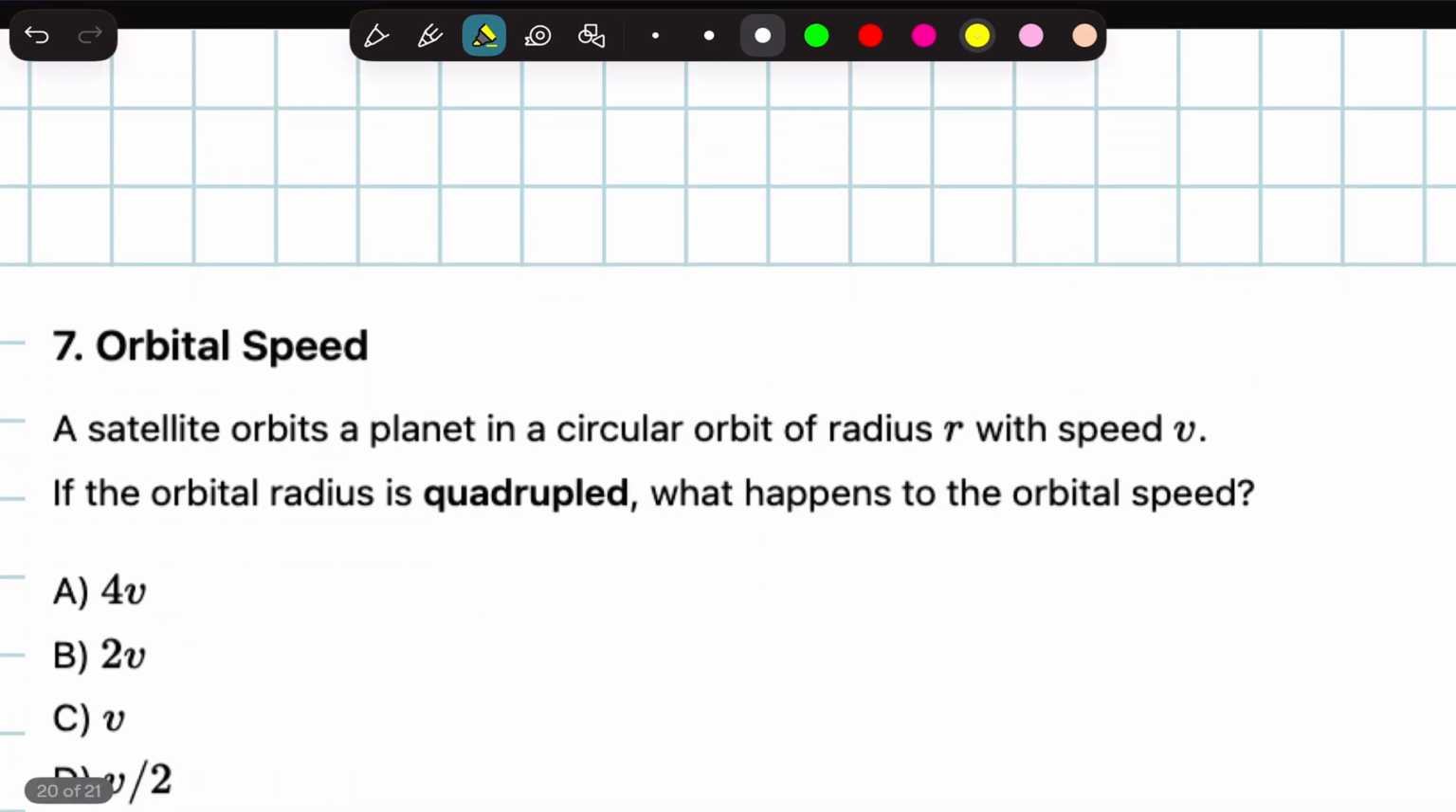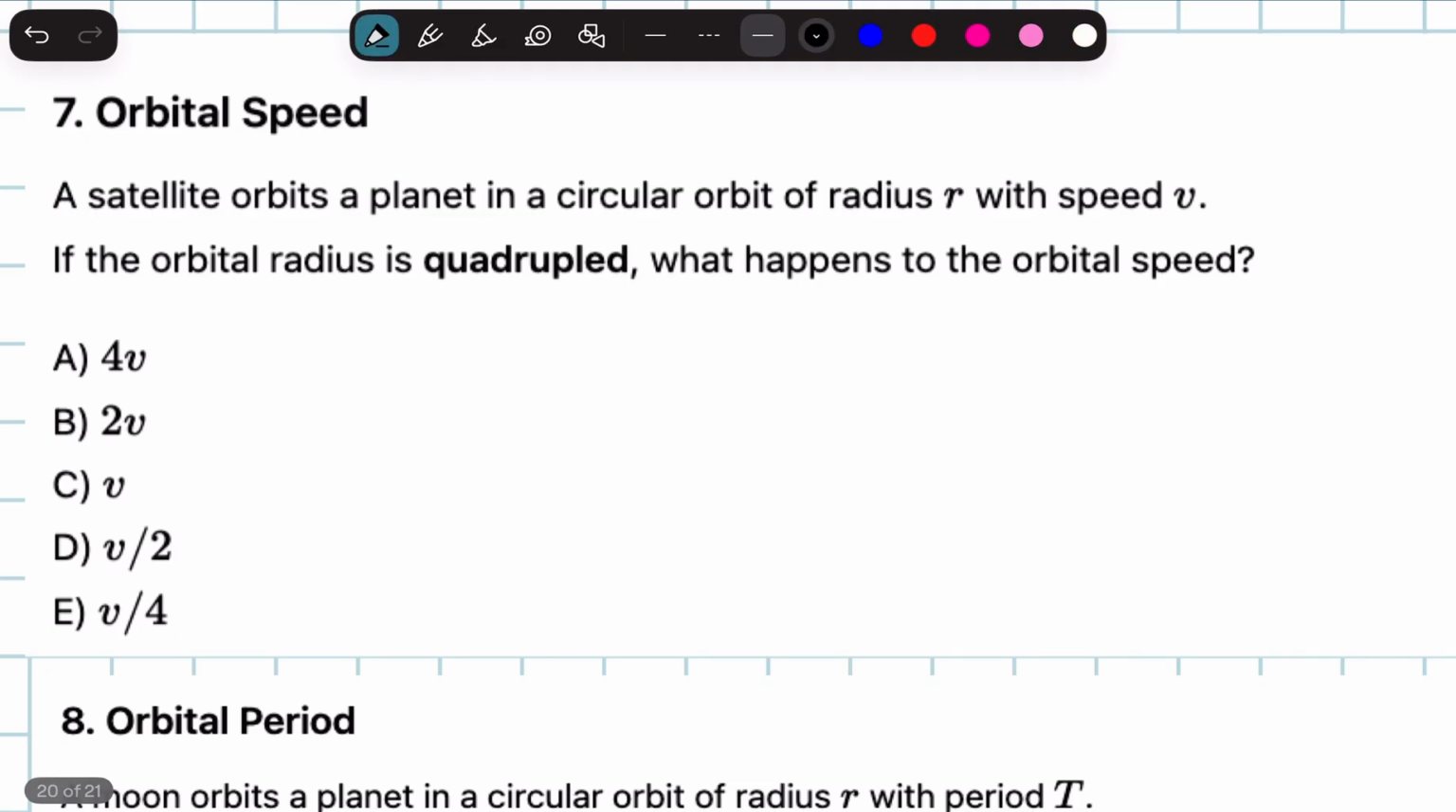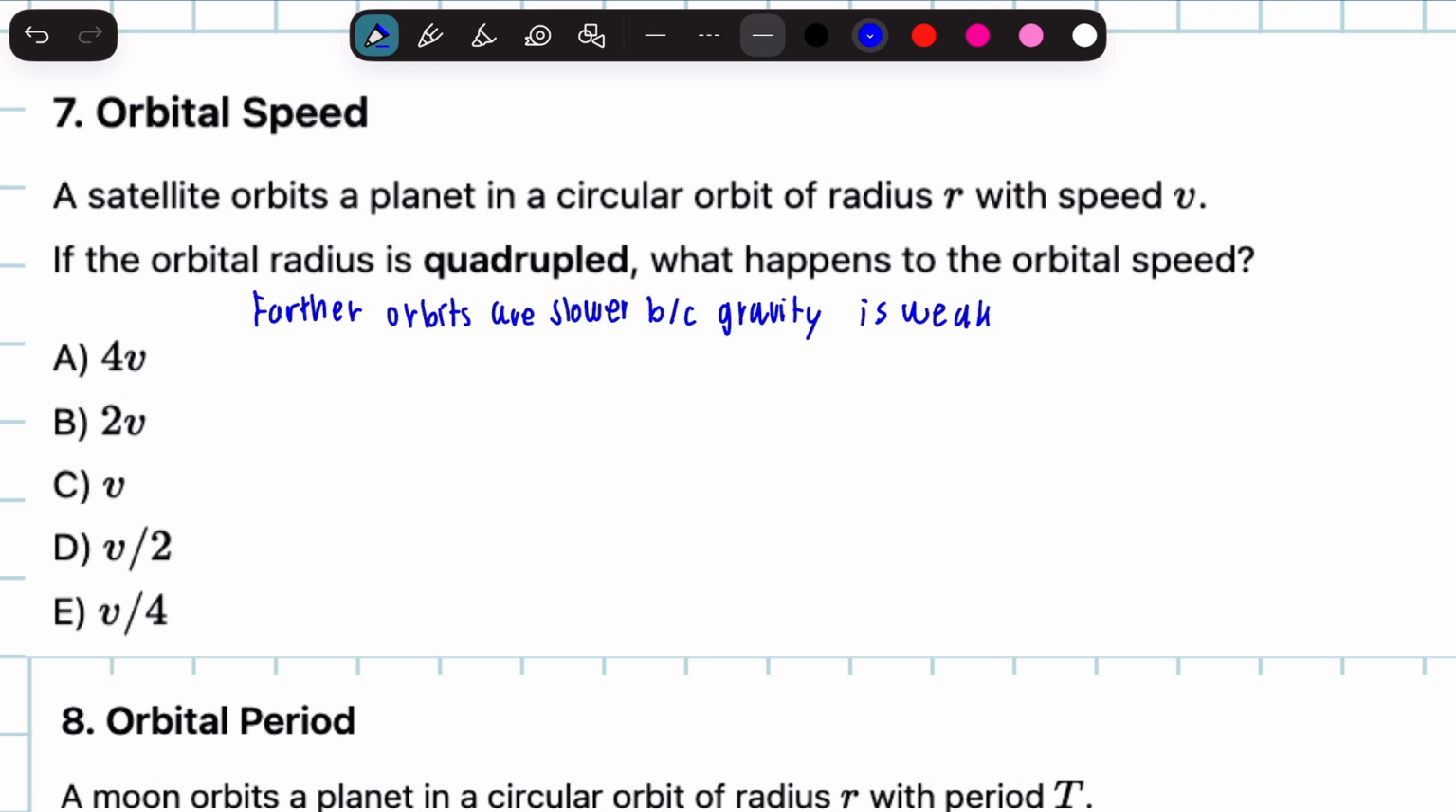Now let's say we have a question about orbital speed. A satellite orbits a planet in a circular orbit of radius r with speed v. If the orbital radius is quadrupled, what happens to the orbital speed? So the concept you need to know is that farther orbits are slower because gravity is weaker. And also, orbital speed scales with an inverse square root of radius.